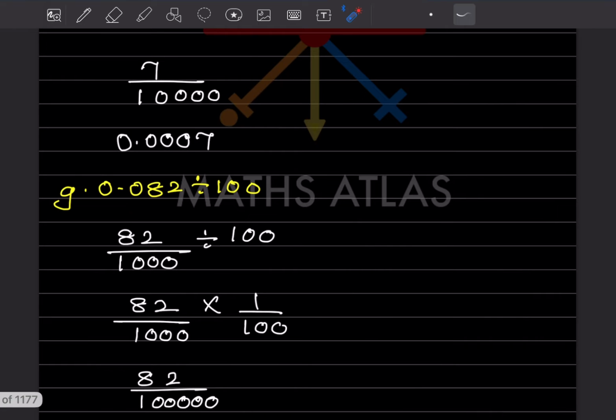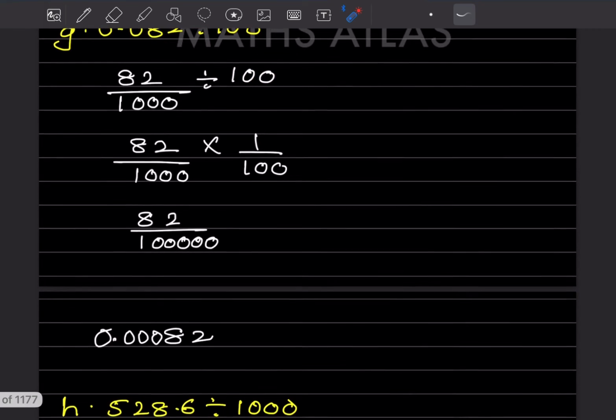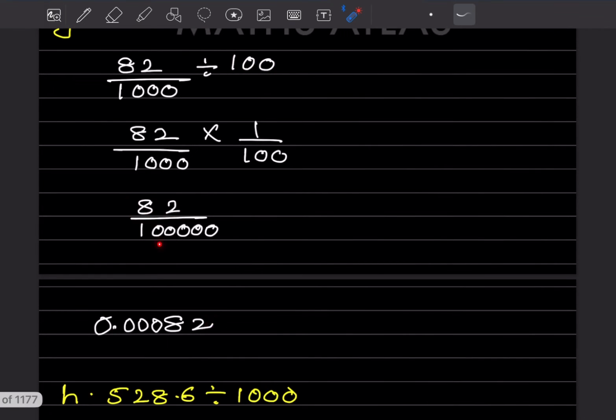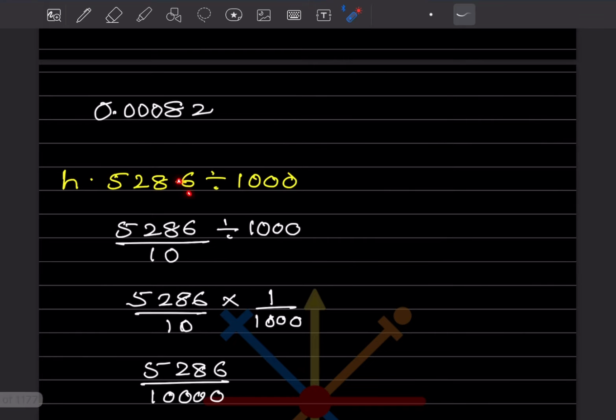Same here. We'll take this 82. After the decimal 1, 2, 3, so we are going to put 3 zeros. This is the same. This will be multiplied, so this is going to be the reciprocal. So 82 divided by this 1 with 5 zeros. So we'll write here 82. These 5 zeros mean 1, 2, 3, 4, 5 and then a decimal. For this one, after the decimal one number means you are going to divide it by 10. This is the same.